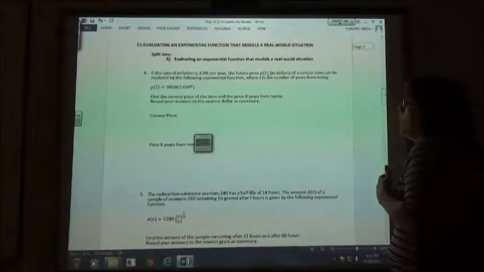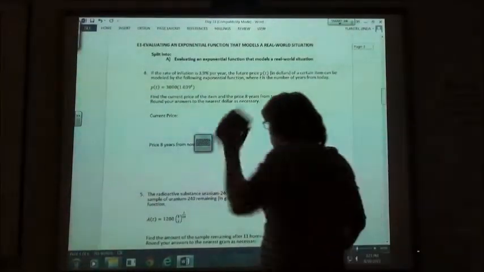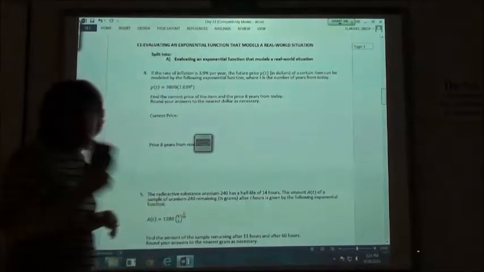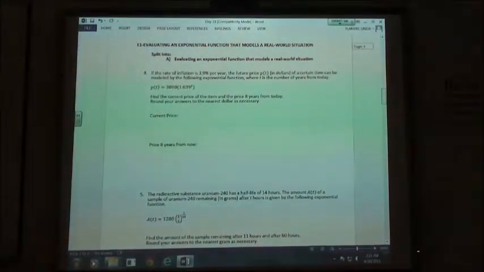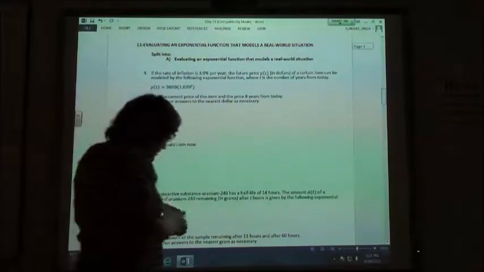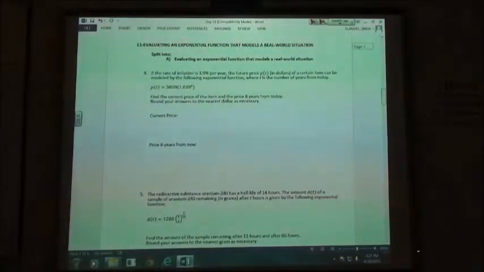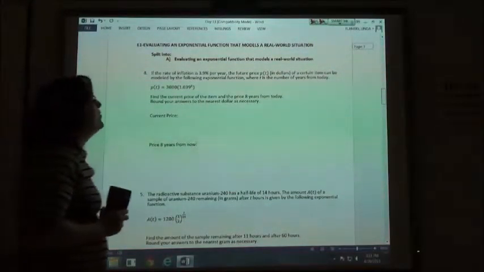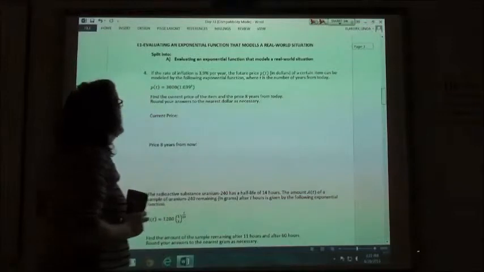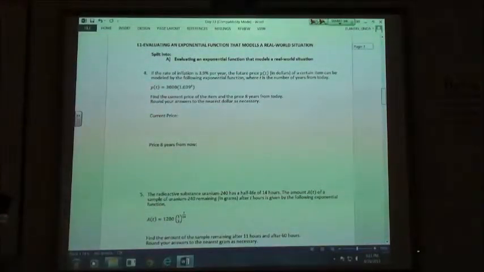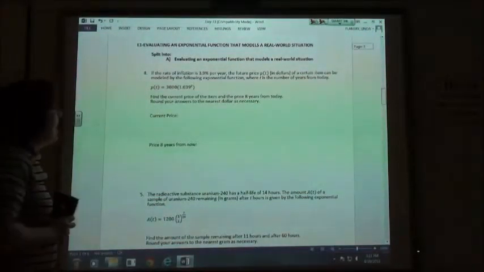Number 4, we are going to evaluate functions using our calculator. We got to learn how our calculator works so that if we're in science class and we have to figure out the answers, how can we get the answers? So, if the rate of inflation is 3.9% per year, the future price, P of t in dollars, of a certain item can be modeled by the following exponential function, where t is the number of years from today.